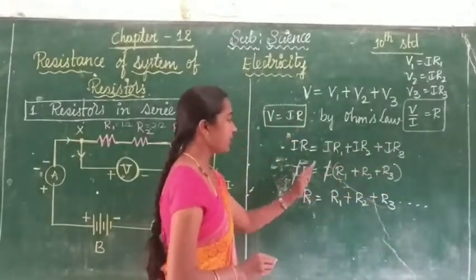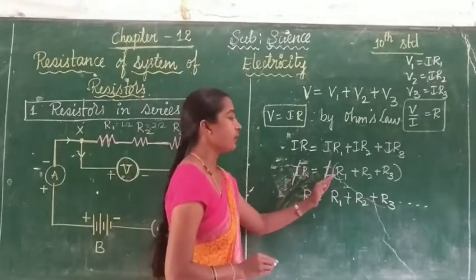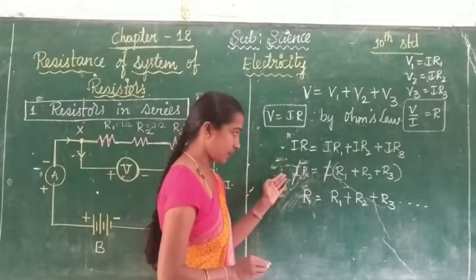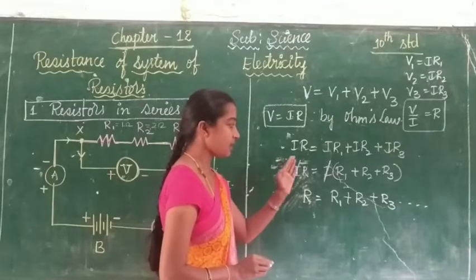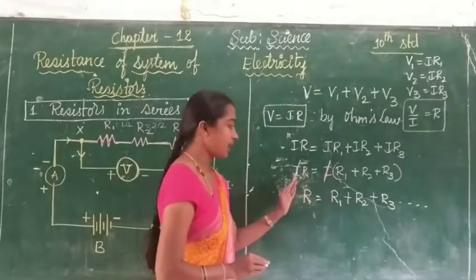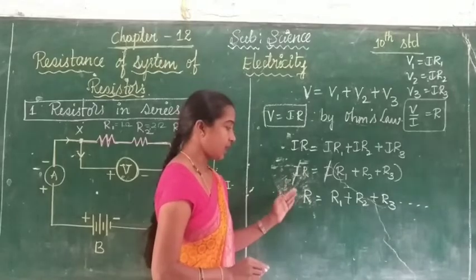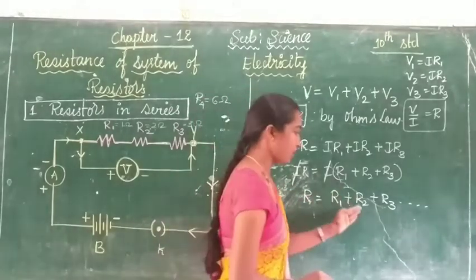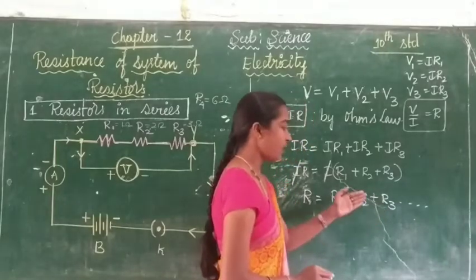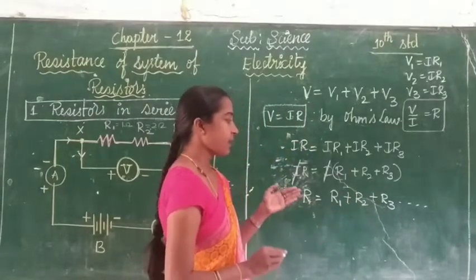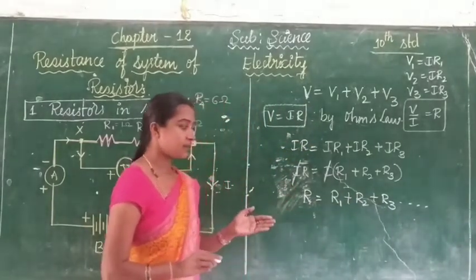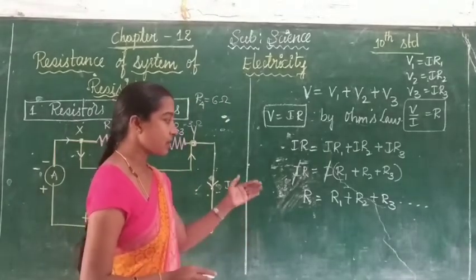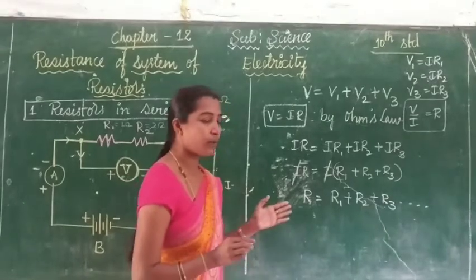Now take I common on the RHS. I is present in the LHS and RHS also, so the I's cancel each other. R takes the value R1 plus R2 plus R3. What do we conclude here? The sum of the resistances is equal to the individual resistors used in series combination in a circuit.